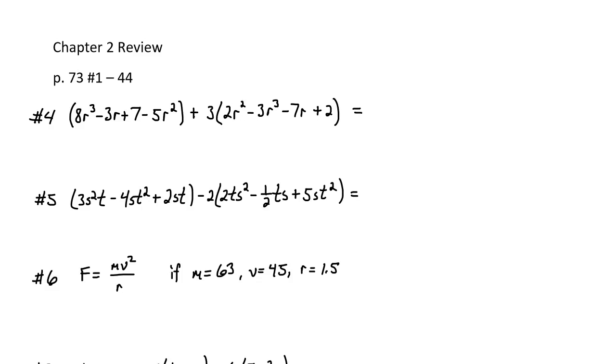Here are the answers for the Chapter 2 review assignment. I'm going to skip around in this video and hit only some of the problems where you might need help working out the answers. The first one is number 4. We're asked to add these polynomial expressions together.